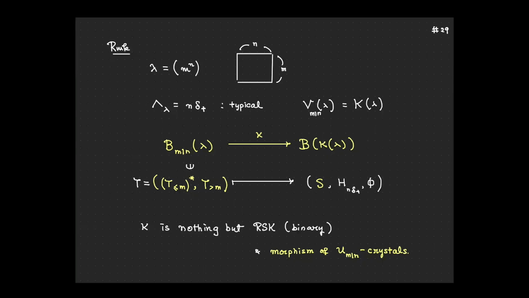So in a special case, for example, suppose that our lambda is just a rectangle, so that the corresponding highest weight is typical, so that the polynomial representation is equal to the Kac module. Then our crystal embedding is just the isomorphism.